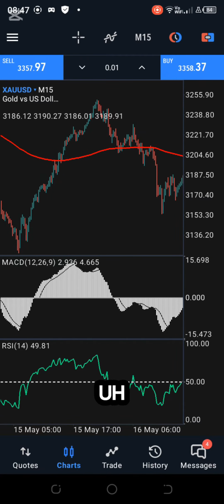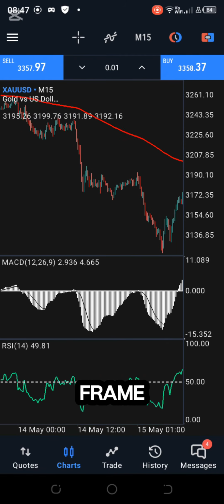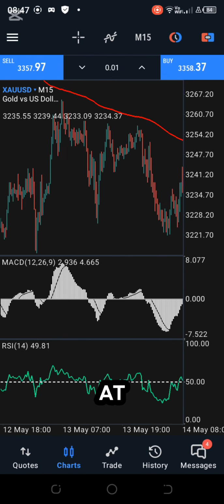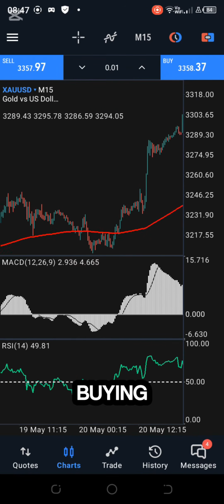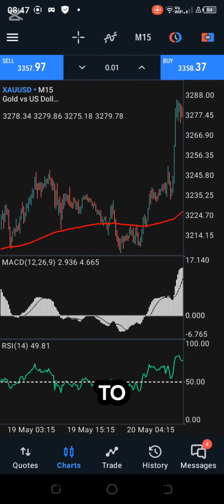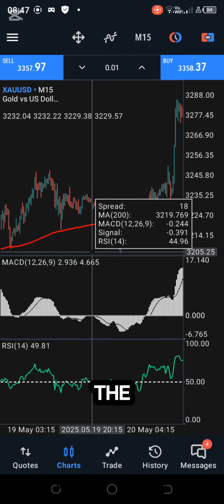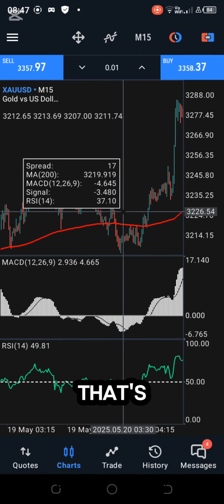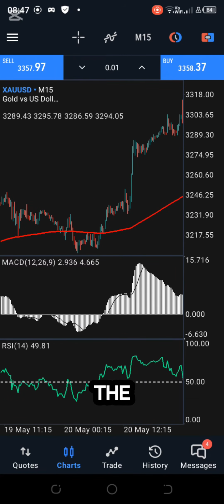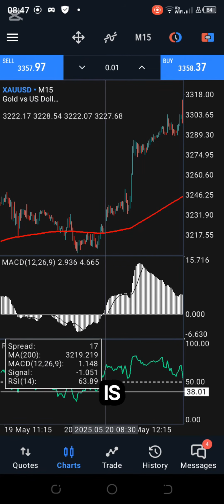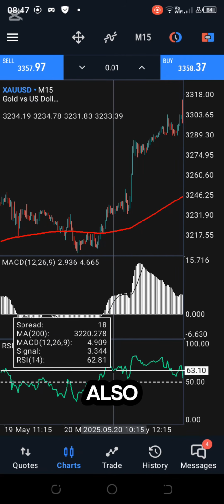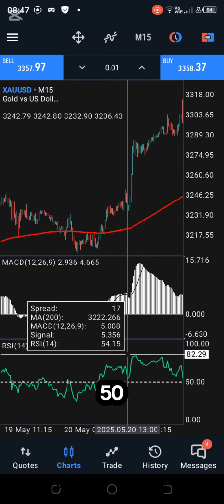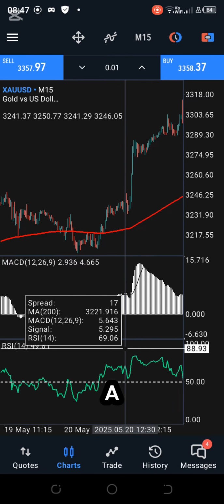Like what I said, you can use any time frame. Let me just quickly look at gold. Let's start with the buying opportunity. The first thing that you want to check is that the price is above the moving average. Then secondly, the price on the RSI is also trading above the 50 level, to confirm that we're in a bullish trend.